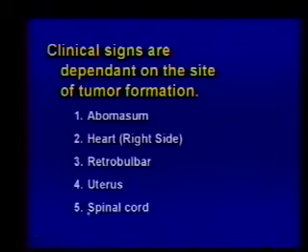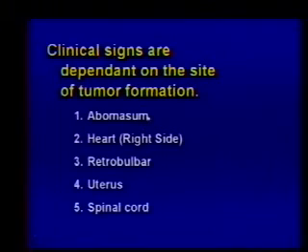Basically, we have 5 sites, so this is a multi-centric condition. We may have the abomasum, which is quite common. Then the heart, the right atrium, the retrobulbar lymph node behind the eye, and the uterus, which is one of the most common metastatic tumors of the uterus, or the spinal cord. So the clinical symptoms depend on where the tumor has metastasized to.